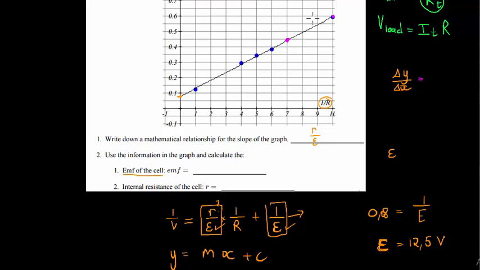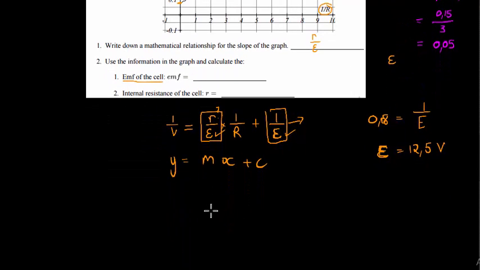So the change in y is I went from 0.6 to 0.45, so 0.6 minus 0.45, divided by, and that was the change in y. The change in x went from 7 to 10, so 10 minus 7. And so this is 3, and this is 0.15 divided by 3, which gives me exactly 0.05. This would be the slope of the graph.